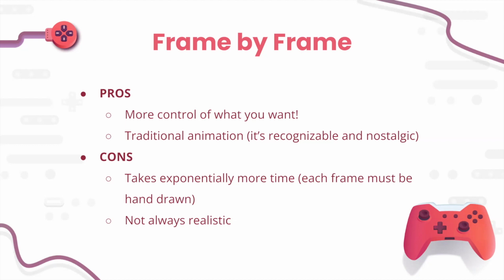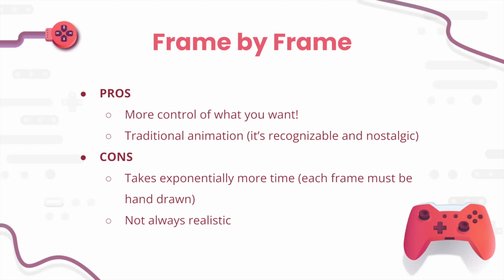The con is that it takes exponentially more time as each frame must be hand drawn. So if you wanted to do a walk cycle with 16 frames, that's going to take however long it takes for the artist to do 16 frames. And because all of them are separate drawings, it gets worse and worse because you're not only going to need a walk cycle, you're going to need a run, you're going to need a jump, whatever else.